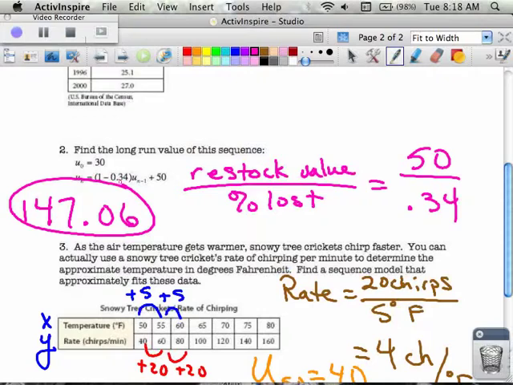Questions about number 3 or number 2? Number 2 is exactly what we were doing yesterday. Number 3 is understanding that sometimes the tables they give you are not convenient. And you'll have to interpret some stuff from them. Yeah, interpret some things.